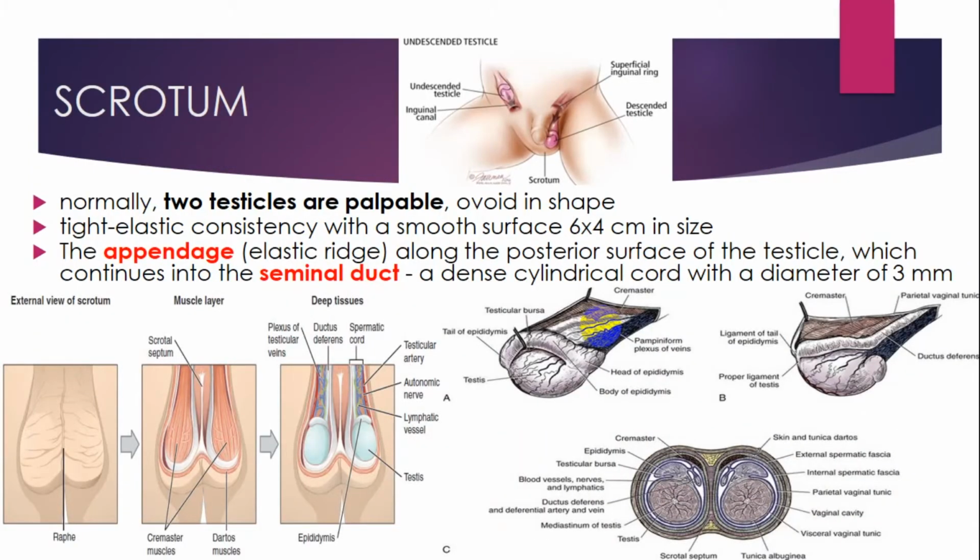Scrotum pain may occur, and you should know the anatomy of this region. If you palpate the scrotum, normally two testicles are palpable and they are ovoid shaped, of tight elastic consistency with a smooth surface, 6 to 4 centimeters in size. The appendage, the epididymis, is an elastic ridge along the posterior surface of the testicle, which continues into the seminal duct. You can see this structure and anatomy in such pictures and in the section of the scrotum.